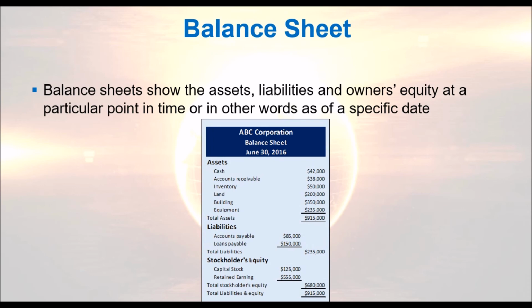Okay. Now it shows you what the assets were. Total assets were 915,000. Total liabilities were 235,000, and total stockholders' equity was 610,000. So total liabilities and equity was 915,000. So our equation also holds true: assets 915,000 is equal to total liabilities plus equity 915,000. So that is the balance sheet as of the 30th of June 2016.